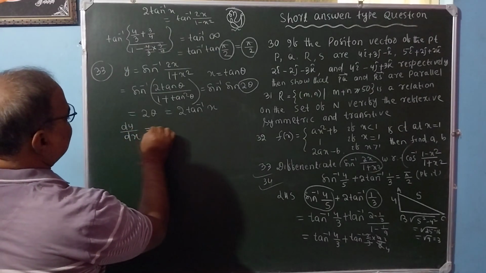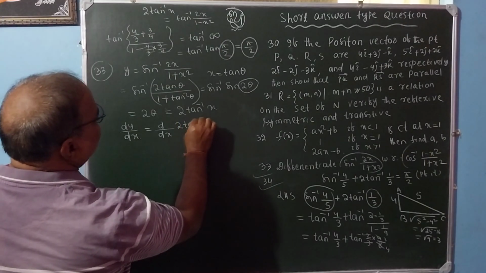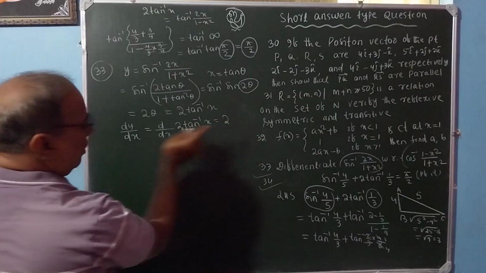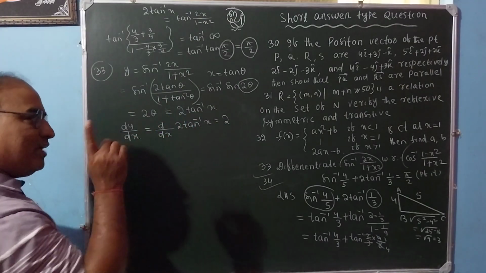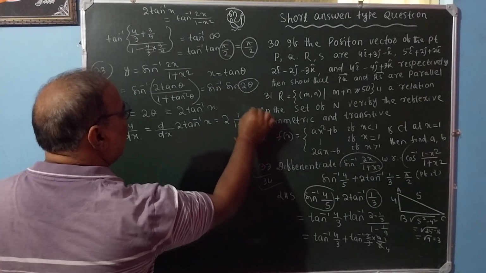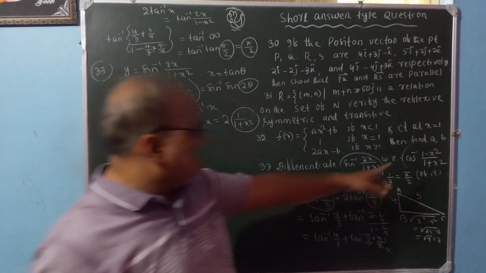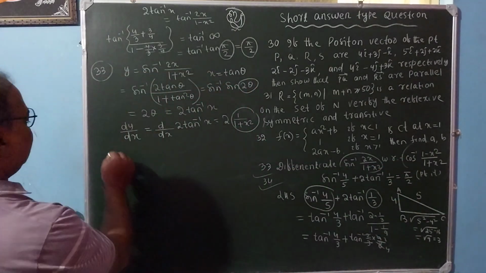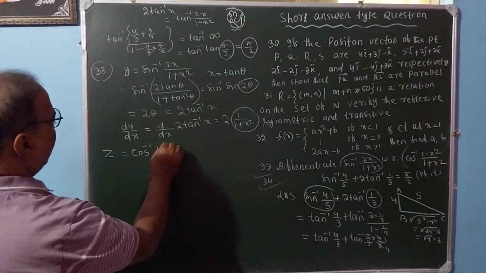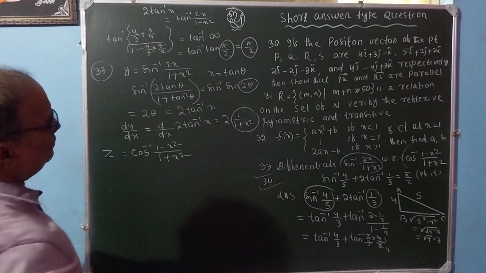dy by dx is d by dx of 2 tan inverse x. 2 is a constant, that will come outside. Derivative of tan inverse x is equal to 1 by 1 plus x square. So dy by dx is coming out as 2 by 1 plus x square. Now we take this as z. Write down z is equal to cos inverse 1 minus x square divided by 1 plus x square.